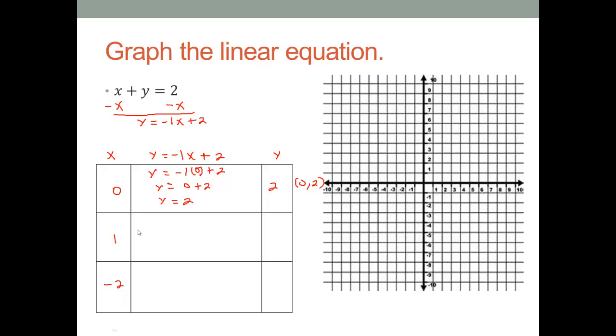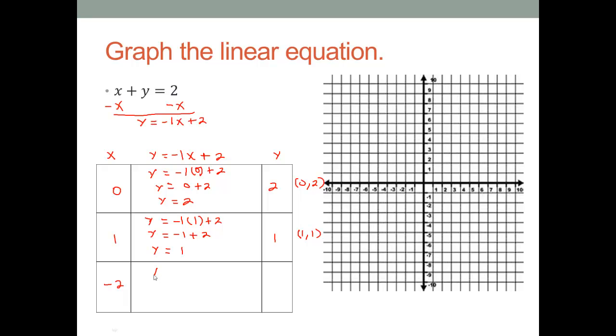Okay, let's keep going. If x is 1, then I have y equals -1 times 1 plus 2. -1 times 1 is -1, plus 2. -1 plus 2 is 1. So when x is 1, then y is also 1. So that will give me the ordered pair, or the point, 1, 1.